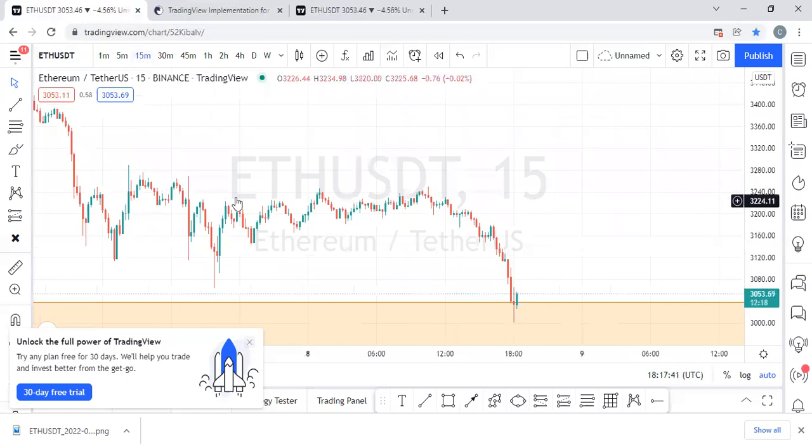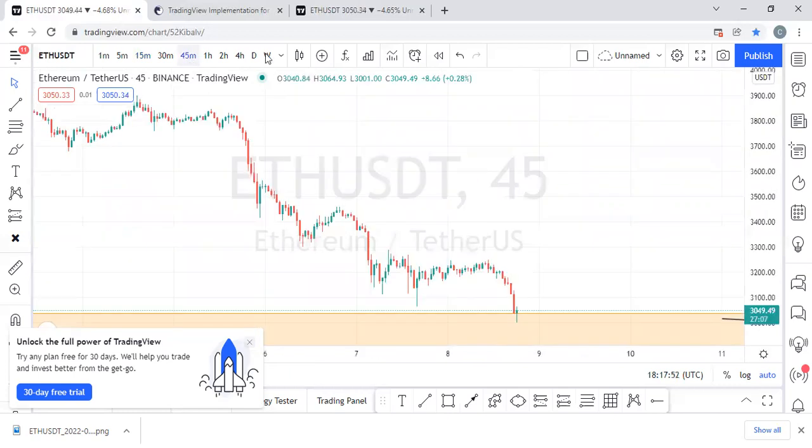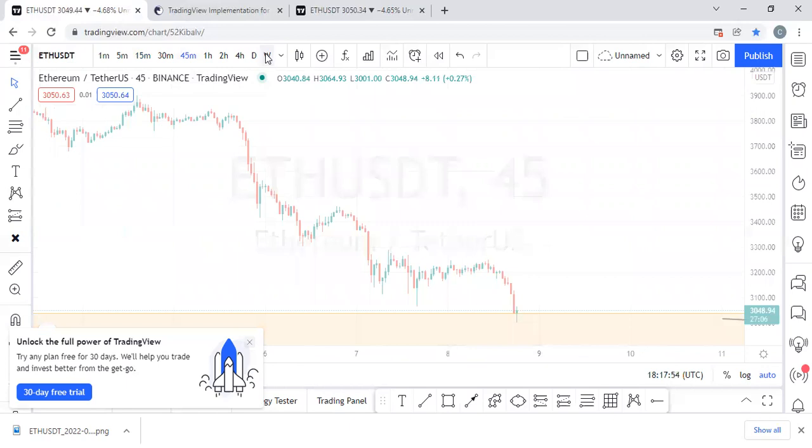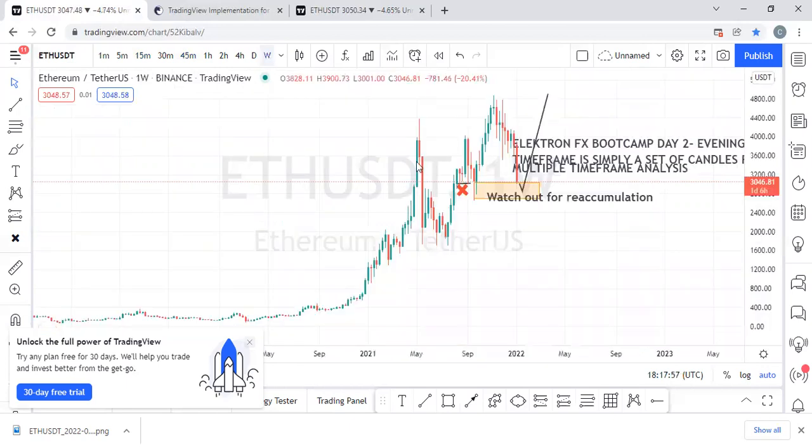Look at it. Each candle here represents 15 minutes. That means one candle here is 15 minutes, one is here 15 minutes, 15 minutes, 15 minutes, and that's how it is. So you have different time frames. That's 45 minutes. We even go up to weekly. If you go to the weekly now, you see. Can you see weekly? Let me just delete all of this so you can see clearly.